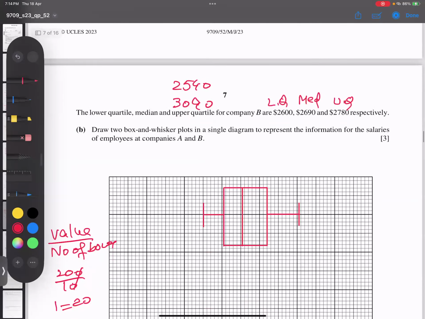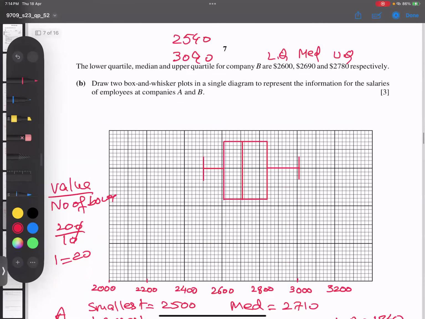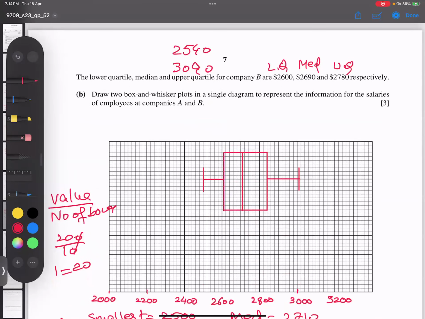And all values are in range, correct. So let's start now. What was the smallest value, student? In this option, the smallest value is 2540. 2500 is this one. Look at here. I'm going to paste once again. I'm showing you: this is 2500, but he said 2540.